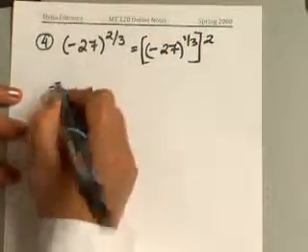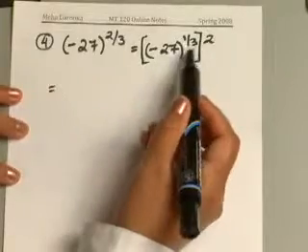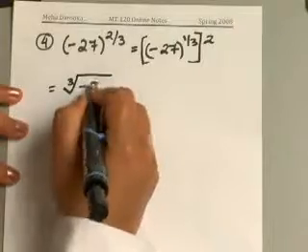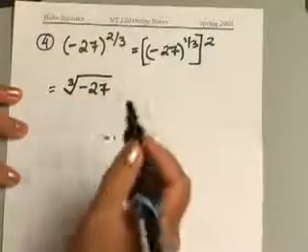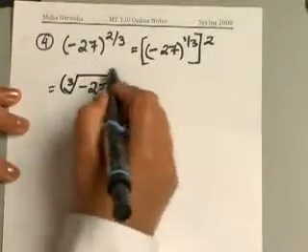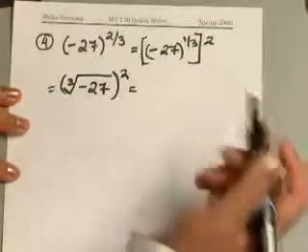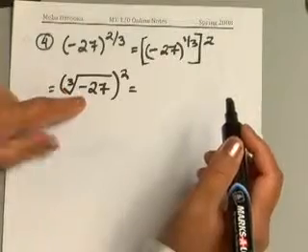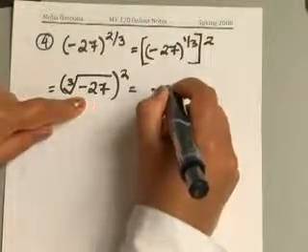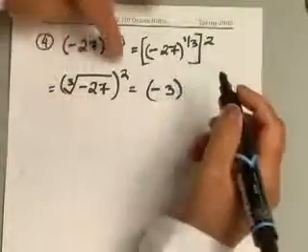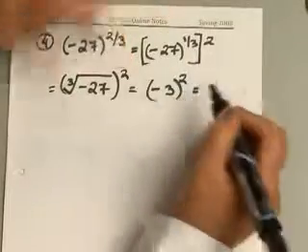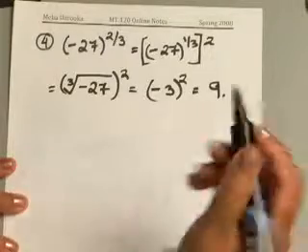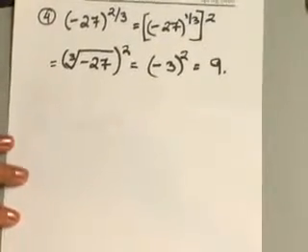Okay, which will give you, since you have negative 27 to the 1/3, that means the cube root of negative 27, and then you have that square on the outside. So first go ahead and evaluate what's inside. Cube root of negative 27 is negative 3. Okay, and then negative 3 to the 2nd power. Negative 3 times negative 3, of course, gives you positive 9 as your answer.